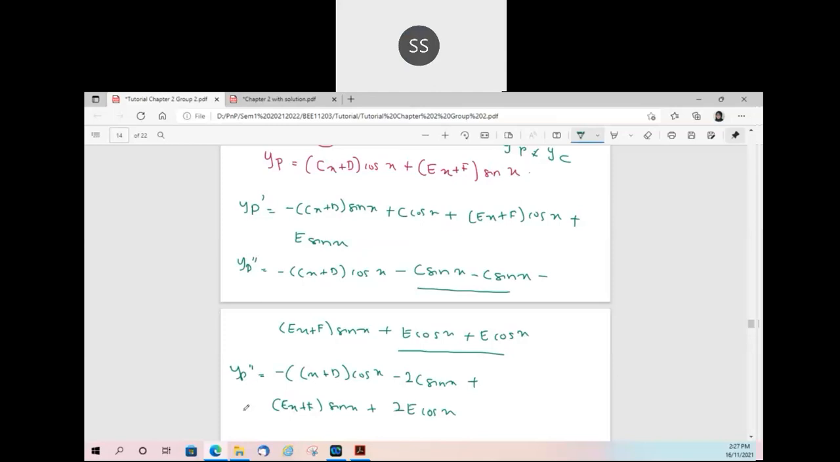Boleh ulang balik tak untuk Y double prime tu? Ulang yang mana? Yang nak buat Y double prime. Okay, dia sama je. You differentiate satu-satu. Awak differentiate yang ini dulu, you differentiate sign, you dapat minus cos, betul? So this is minus cos, yang ini remain, CX plus D remain. You differentiate sign dulu.